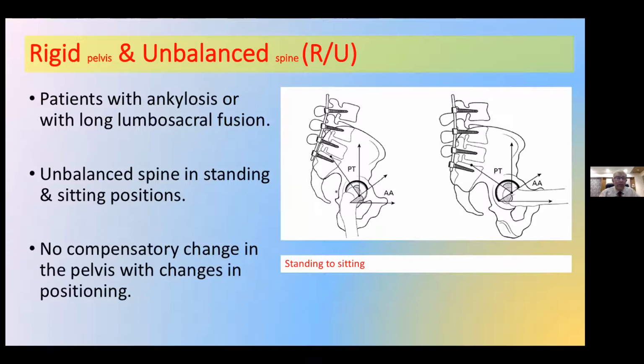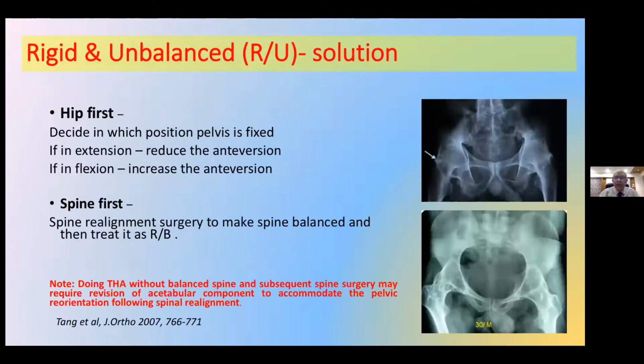You have to be very careful, because you have to make sure that there is no compensatory change in the pelvis with the change in the position. In these cases, you have to make sure whether you are going to do the spine first or the hip first. Because spine realignment surgery to make spine balance and then treat it as R&B, like rigid and balanced.